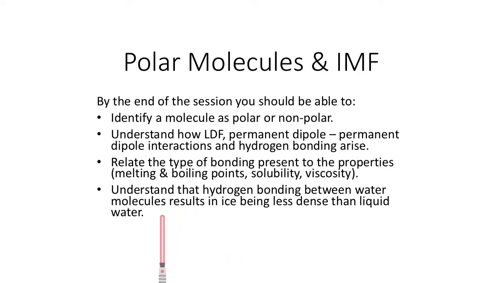Hydrogen bonding between water molecules results in ice being less dense than liquid water, because in the solid state the molecules spread out and form these patterns, this crystal structure with quite spaced out molecules of water, whereas in the liquid things are much closer together.